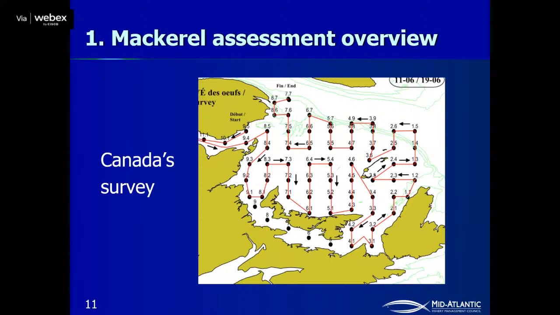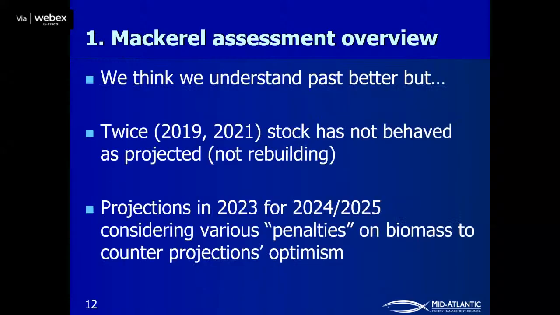And that's one thing about moving to these statistical models: we're not just expanding up from the survey. The assessment model is really looking at that trend information. So it doesn't matter that we don't get all the mackerel eggs, because we're not just expanding up, we're really looking to track trends. So we think we understand the past better, but we're still not doing a good job predicting the future. Twice, 2019, 2021, the stock has really not behaved as we thought it was going to with those assessments. So now we're at a third time and, like some James Bond movie, Ian Fleming, something happens a third time, enemy action, right? There's something going on here.